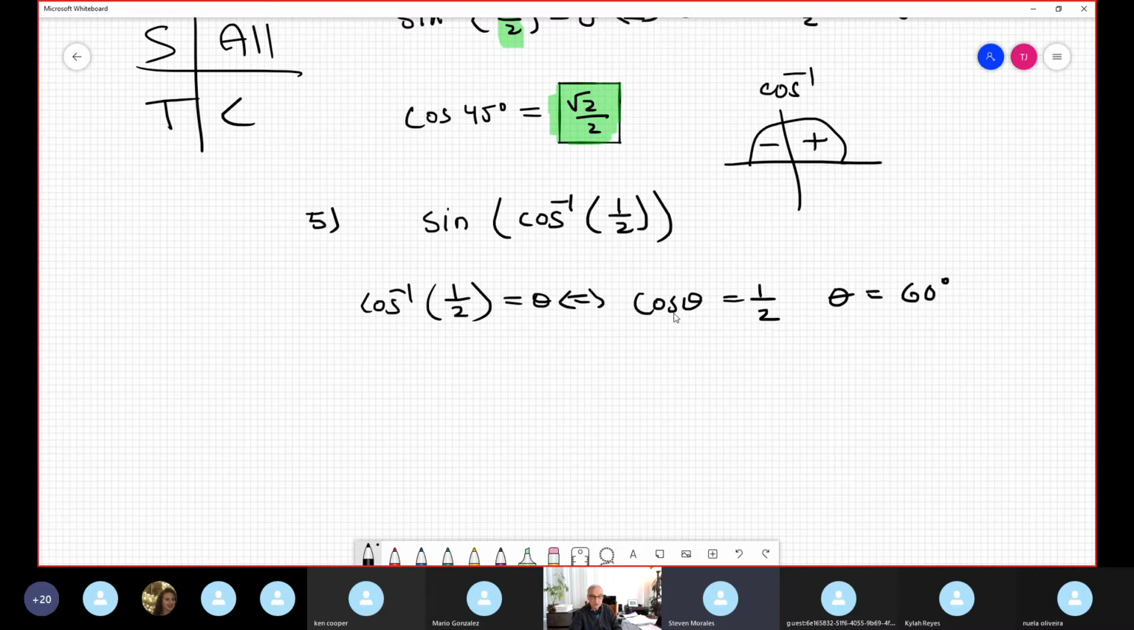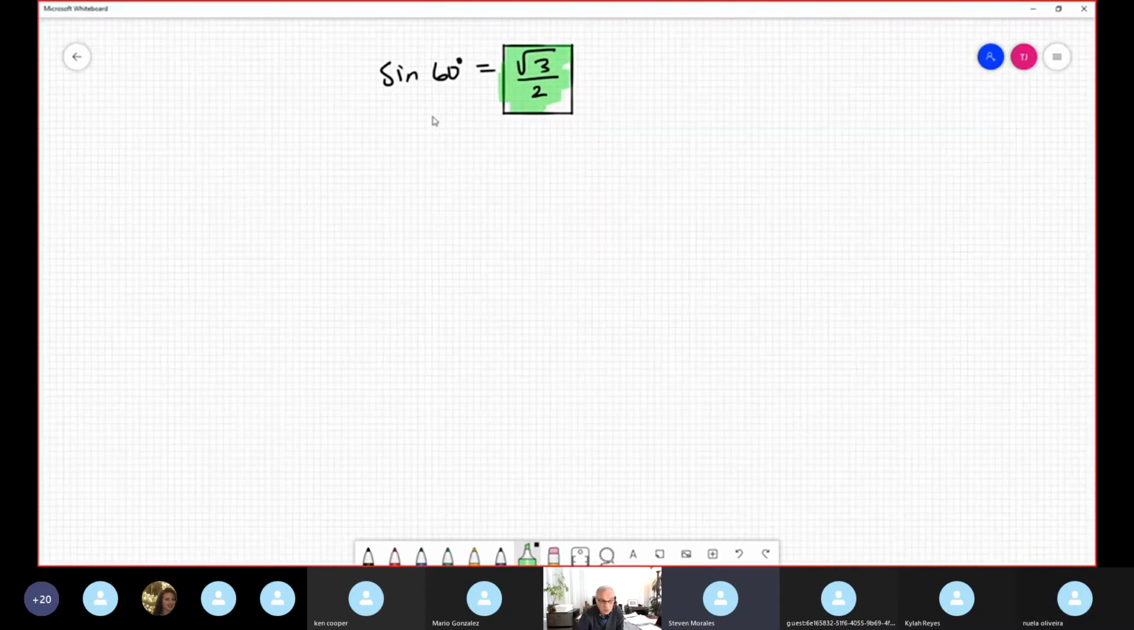It's 60. Entonces, sine 60. What is the sine 60? On the first quadrant, so it's positive. And the value is radical 3 over 2. Boom. Final answer. Good or good? Yeah, it's good. Well, little by little, you practice.